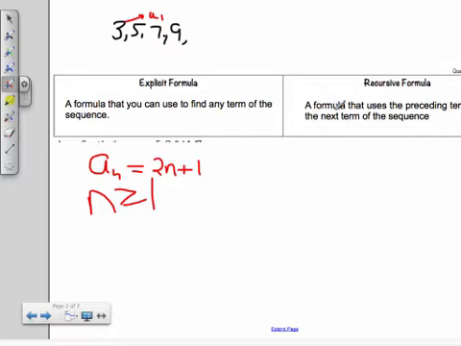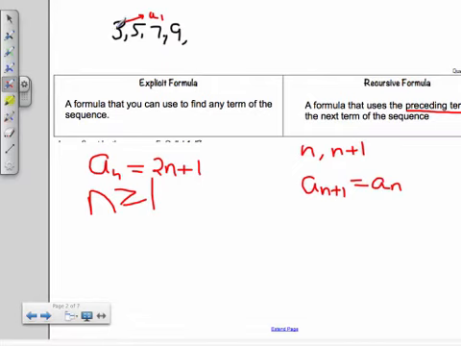Now, a recursive formula is a formula that uses the preceding term to define the next term of the sequence. So if I'm on the nth term of my sequence, that means that the next term would be the n plus 1 term, because it's one more than the preceding term. So what this means is that I'm going to figure out the next term of my sequence by taking the preceding term, which is a sub n, because this is the term that comes before a sub n plus 1, and see what I need to do to it to get the next term.